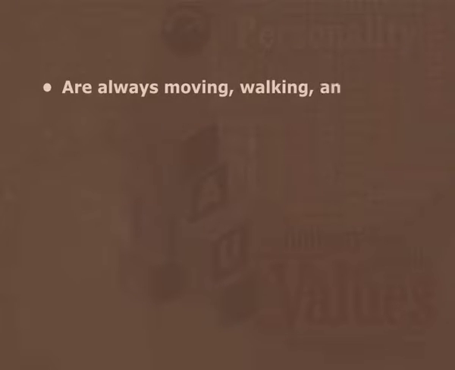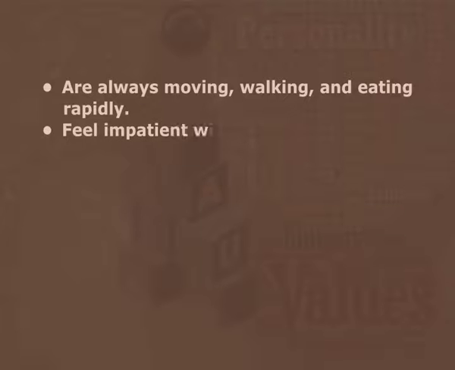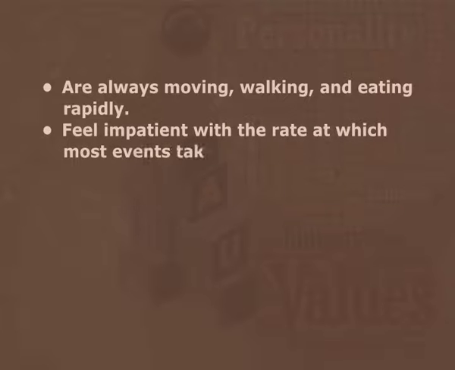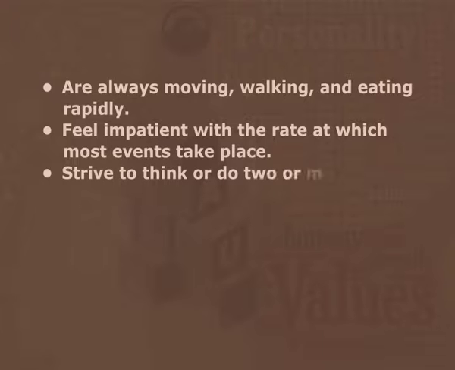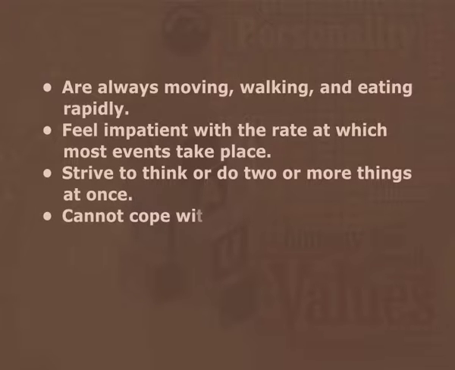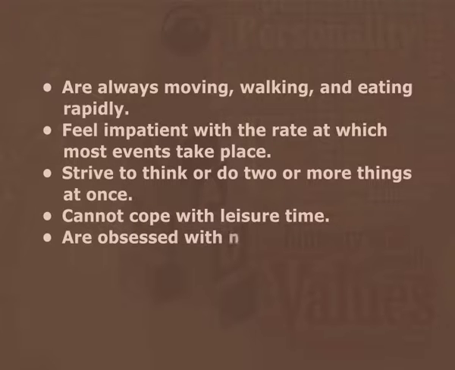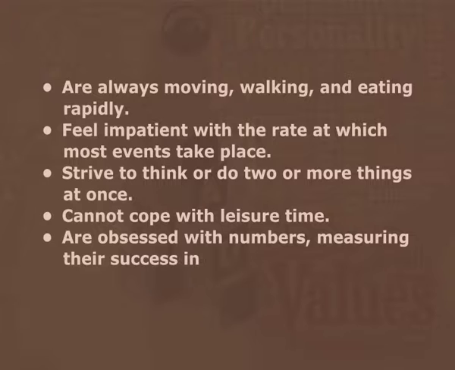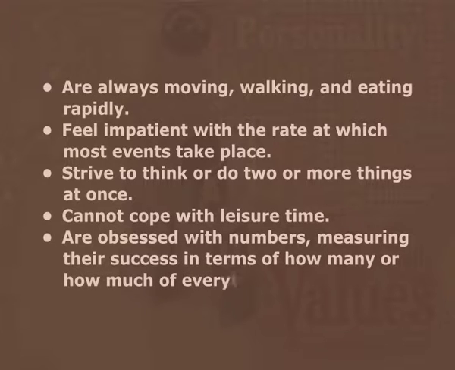In today's competitive times, such characteristics tend to be highly prized and positively associated with ambition and the successful acquisition of material goods. Type A's exhibit the following characteristics. They are always moving, walking and eating rapidly. They feel impatient with the rate at which most events take place. They strive to think or do two or more things at once. They cannot cope with leisure time. They are obsessed with numbers, measuring their success in terms of how many or how much of everything they acquire.